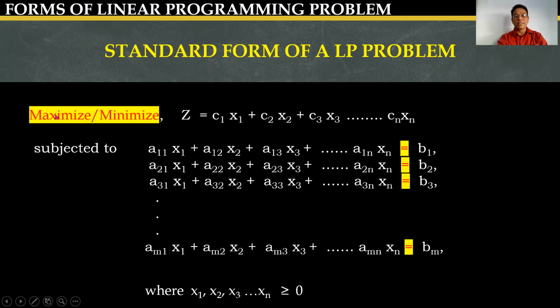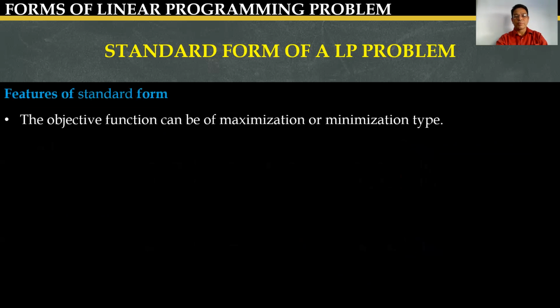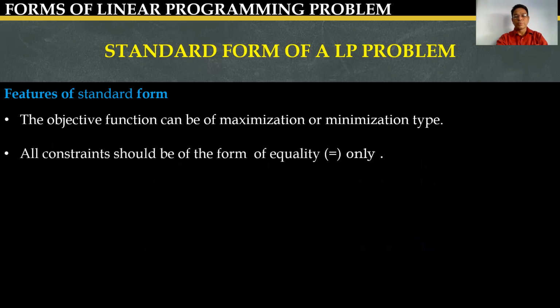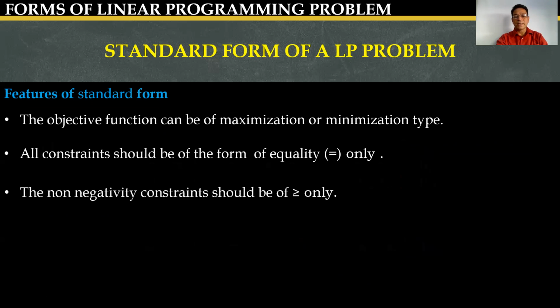The point to be noted here is in standard form we can have maximize, minimize, but we will have only equations. And what are the characteristics of standard form? The characteristics of standard form are the objective function can be maximization or minimization type. All constraints should be of the form of equality only, and non-negativity constraint should be of greater than or equal to type only. So if you see all these three forms, general form, canonical form and standard form has its application, we will use standard form to solve a LP problem by using simplex method.